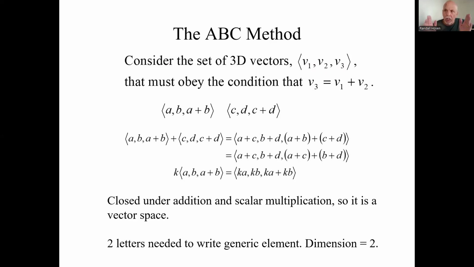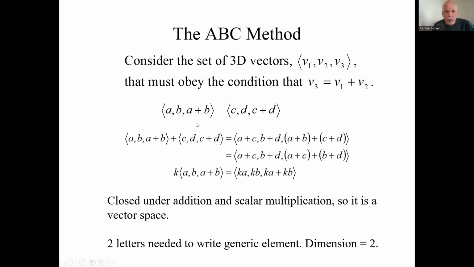What I do is set up a generic element, a generic vector. Here we could say, we'll call the first guy A, second guy B, and the third guy's got to be called A plus B because it obeys this rule. So you write this generic element. And we'll write two of them because we want to test addition. And these better be different letters than these. They have to be different when we try to add them. Otherwise, you're not really doing the test validly.